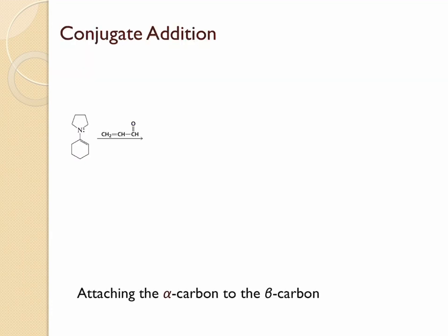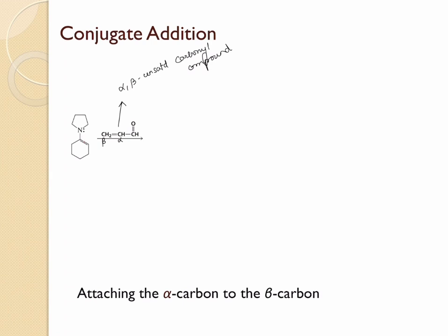Enamines also take part in conjugate addition. For example, this molecule right here is an example of an alpha-beta unsaturated carbonyl compound. This beta carbon right here is electrophilic, meaning that it can be attacked by a nucleophile. Since enamines act as nucleophiles, the enamine can directly attack this electrophilic carbon and form a bond between the alpha carbon of the carbonyl compound and the beta carbon of the alpha-beta unsaturated carbonyl compound. Let's see how this is happening.